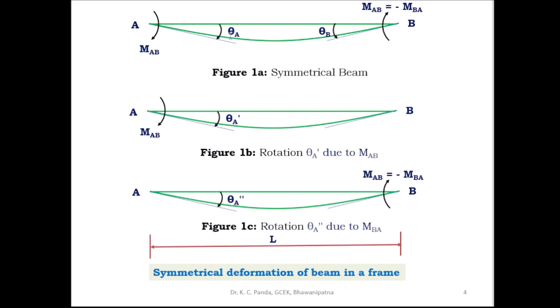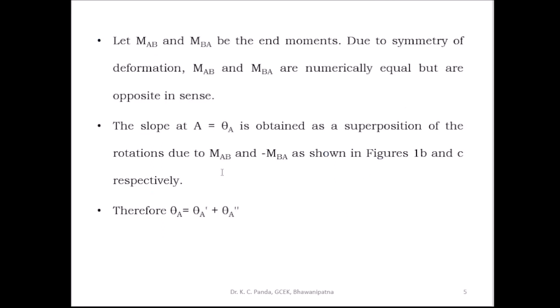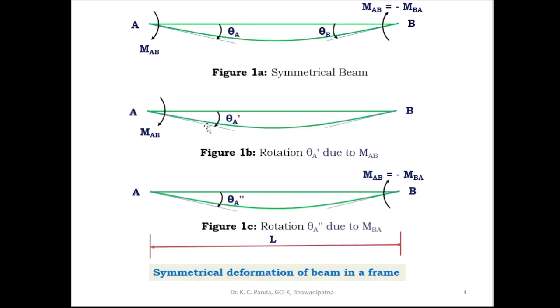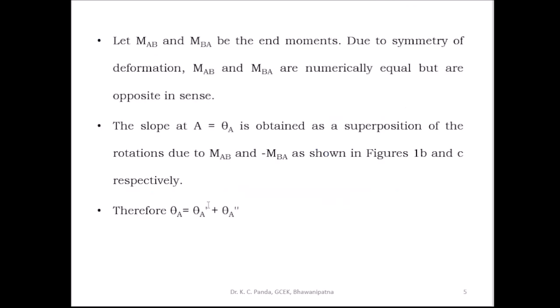The slope theta A at A is obtained by superposing the rotations due to MAB and MBA respectively. So here theta A is equal to theta A dash plus theta A double dash. Due to the moment MAB, the rotation at A is theta A dash, and due to the moment minus MBA, the rotation at A is theta A double dash. So theta A is equal to theta A dash plus theta A double dash.